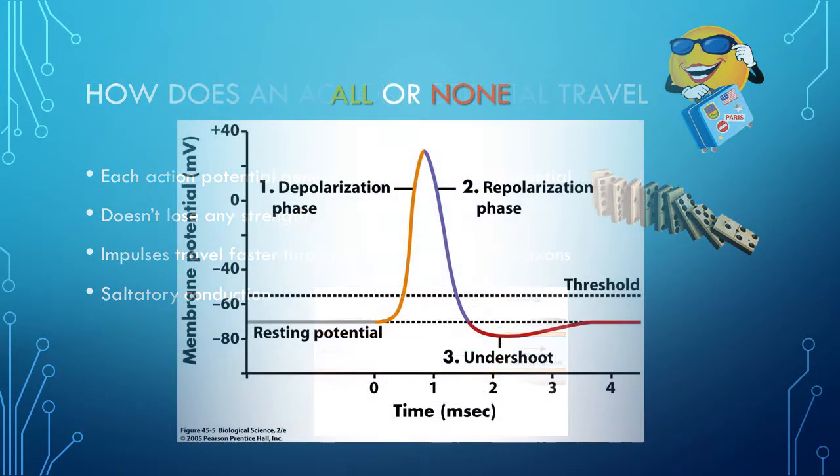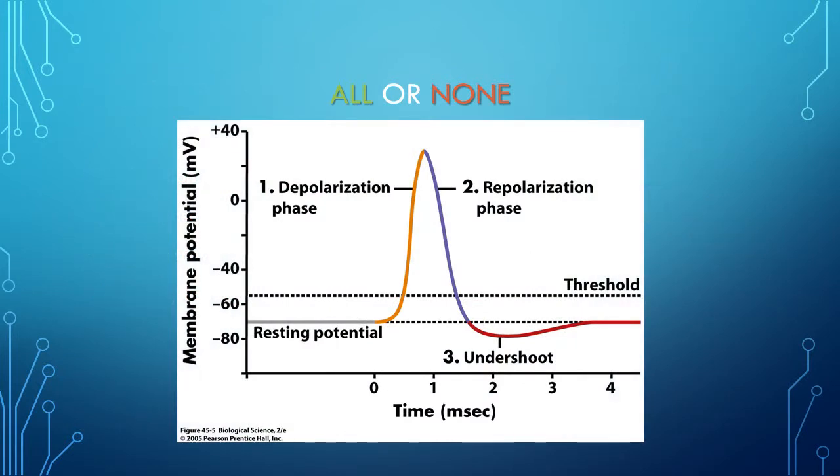Alright. Action potentials have an all or none property. What this means is that there is a threshold. If the membrane potential reaches the threshold, then an action potential will be generated. But if it doesn't reach the threshold, no action potential will be generated, and the message will not be sent. This helps the body distinguish between weak and strong stimuli.